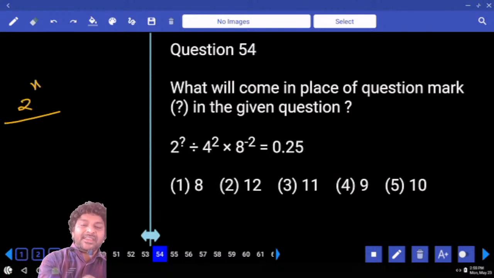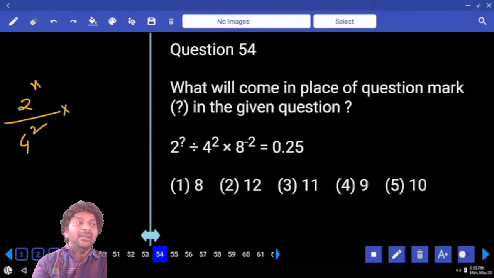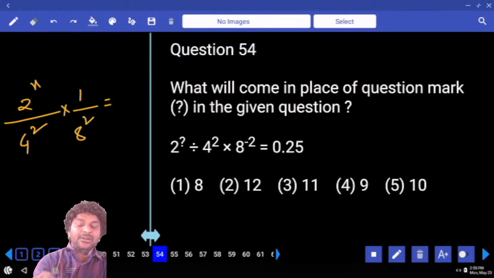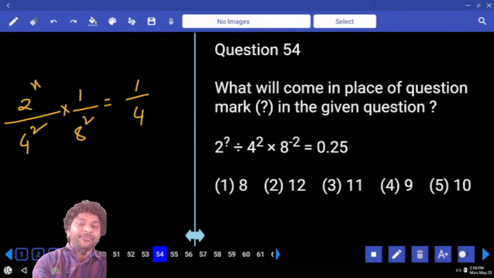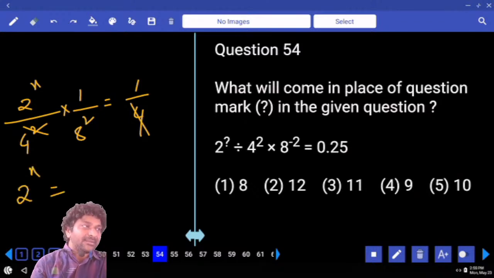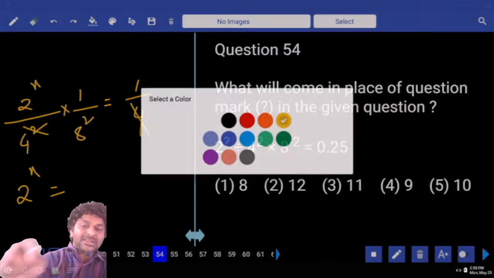2 power x divided by 4 square into 8 power minus 2. Can I write it as 1 by 8 square is equal to 0.25? Can I write it as 1 by 4? 4 square gets cancelled. Okay. Now as we need 2 power x, let's find out every number as 2 power something.